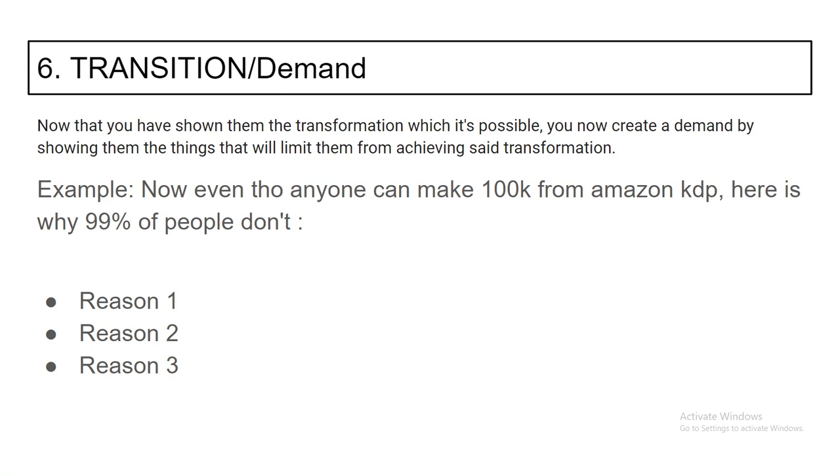And you summarize that. Now, if you look at an example here, you can say, even though anyone can make 100K from Amazon KDP, here is why 99% of people don't. You give them reason one, reason two, reason three. Reason one, most people do not know how to write a book. Reason two, most people do not know how to create an account. Reason three, most people do not know how to do the rest. You've created barriers to the transformation that you just sold them on.